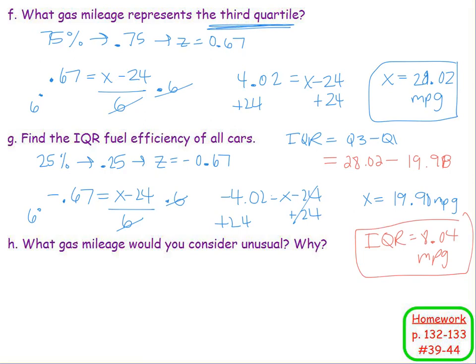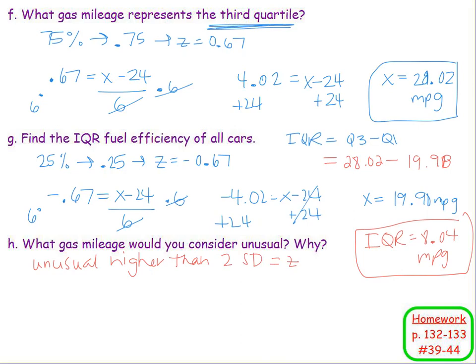Alrighty, final question of this video. What gas mileage would you consider unusual and why? If you remember, the one thing we talked about with z-scores is the further away from 0, the more unusual. In our class, I have a magic cutoff. Unusual is always higher than 2 standard deviations. And remember, standard deviations are another name for a z-score. So higher than 2 z-scores is unusual.